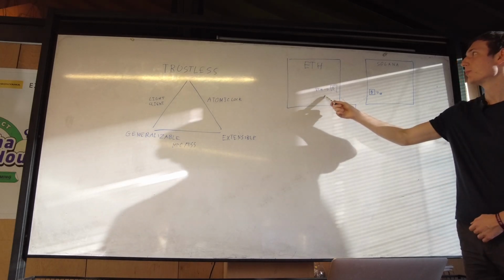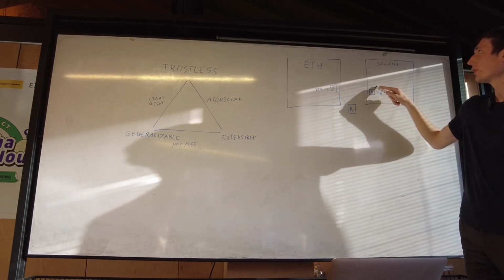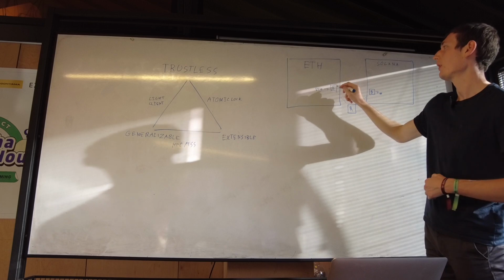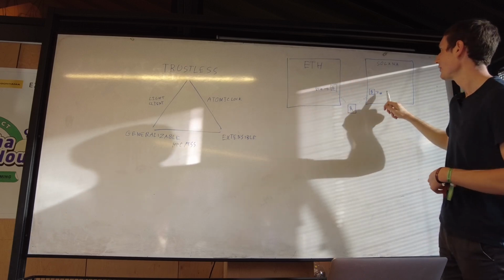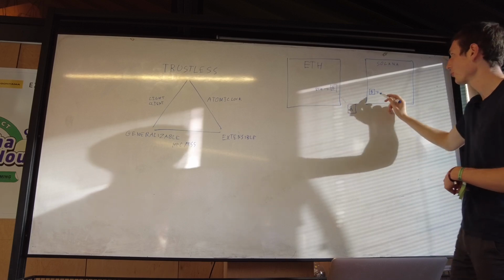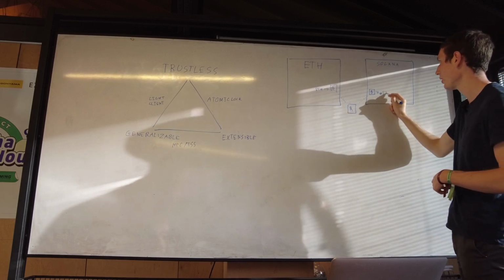Like here, I'm going to be sure, okay, someone burned wrapped Ether on Solana, so I can unlock it here. And here, I'm going to be sure someone locked some Ether here, so I'm going to be able to mint some wrapped Ether.